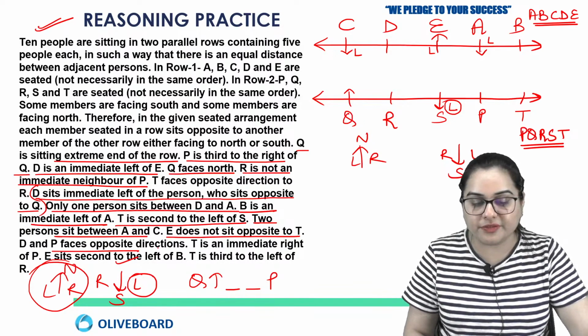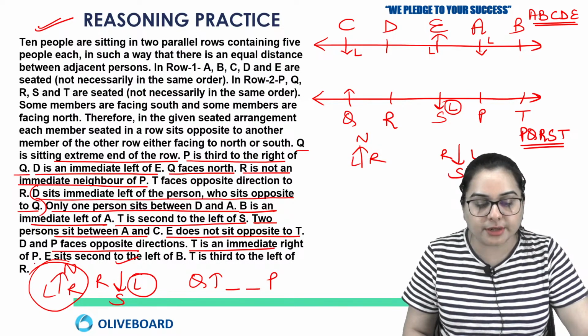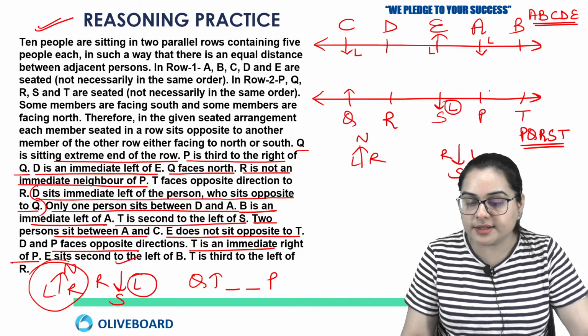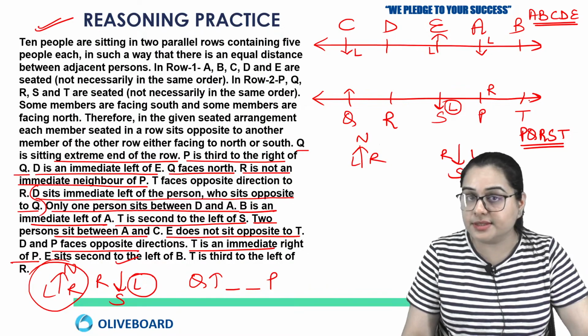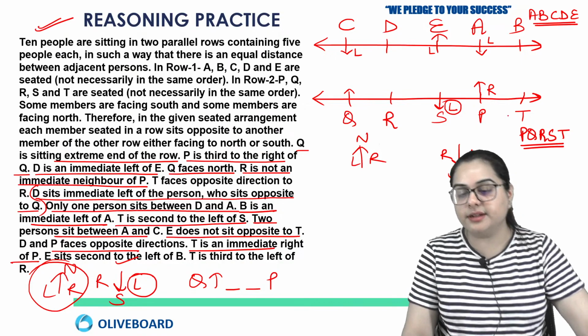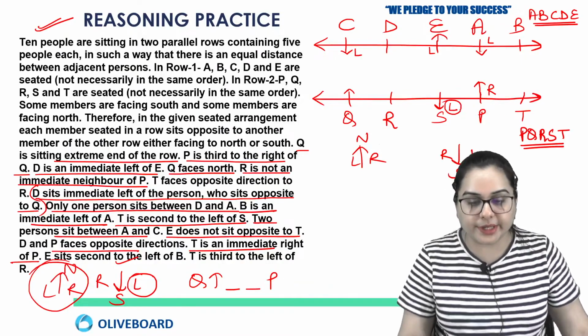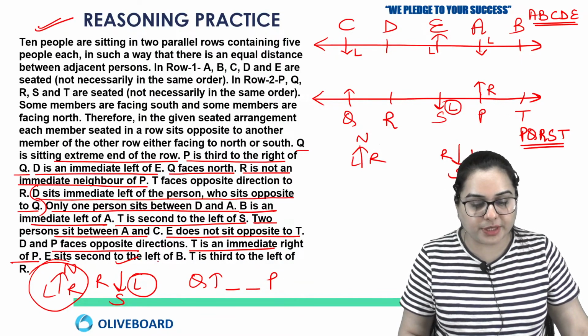We are not sure about facing of any of these. T is an immediate right of P. So where T is, that is just right of P. And if this is right of P, P will be facing north. Only then I can say that T is immediate right of P. Okay, so we are done with the facing of P also.